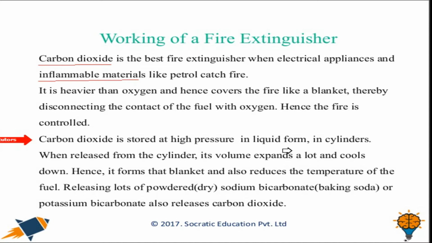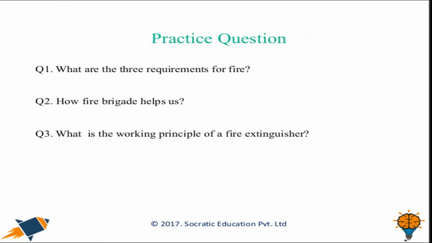In the cylinder, when released from the cylinder, its volume expands a lot and it cools down. Hence it forms that blanket and also reduces the temperature of the fuel, releasing lots of powder. Sodium bicarbonate or potassium bicarbonate also releases carbon dioxide. So that's how the fire extinguisher works, and it helps in controlling the fire in different places and with different substances. I hope you find it helpful, and here we have a few practice questions.